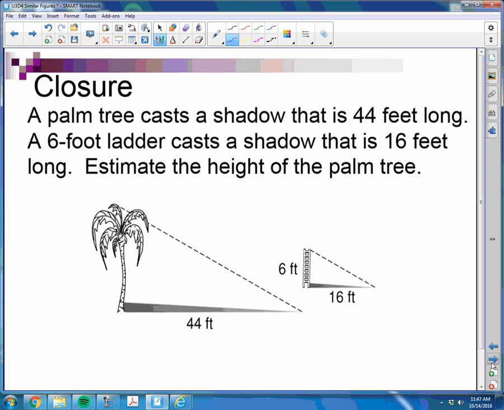So solve that one for me. A palm tree casts a shadow that is 44 feet long. A 6-foot ladder casts a shadow that is 16 feet long. Estimate the height of the palm tree.